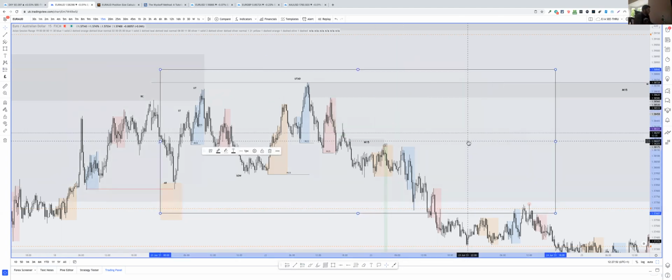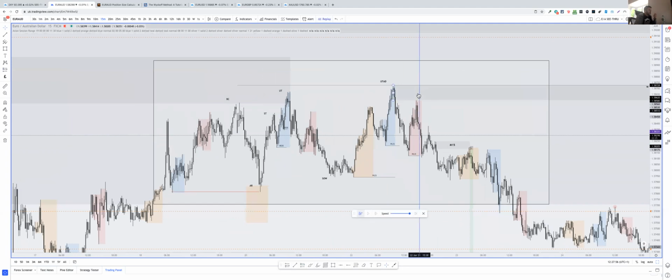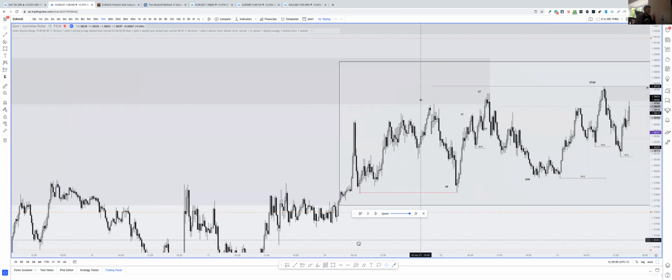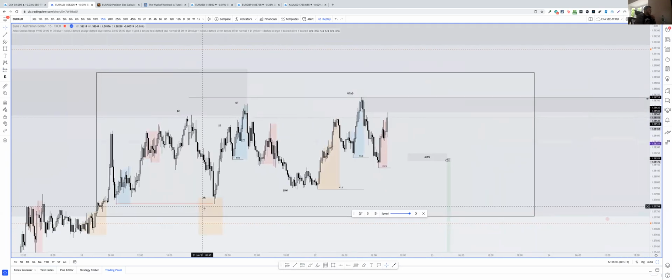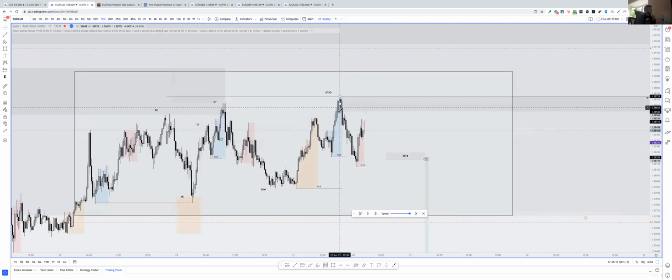So what I would naturally do is, logically, if we take this back, let's take this back just one more, as we're coming up and approaching this point of interest, I'm not taking a blind limit at this order block. This is still a point of interest.